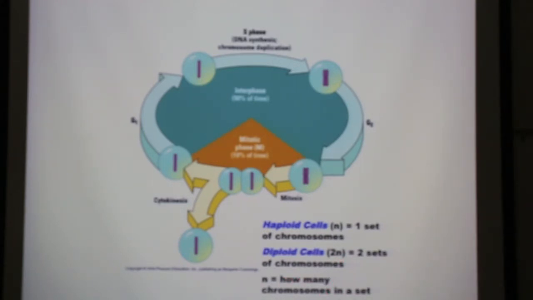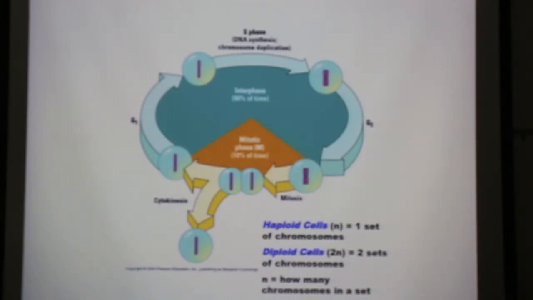Now, in a human, there are 23 chromosomes in one set. In different animals and plants, the number in a set can vary tremendously. But in the case of a human, the number of chromosomes in one set is 23. 22 are what we call autosomes, chromosomes 1, 2, 3, and so forth. And then one pair of them are the sex chromosomes. So 23 in a set.